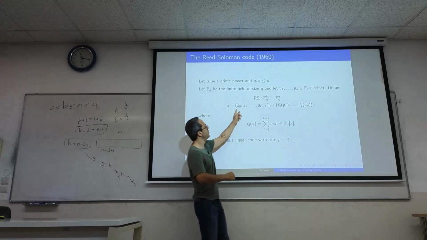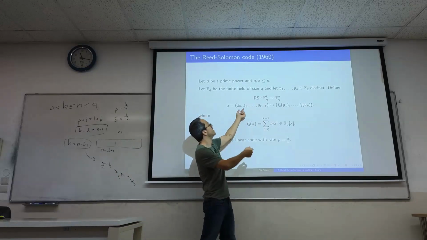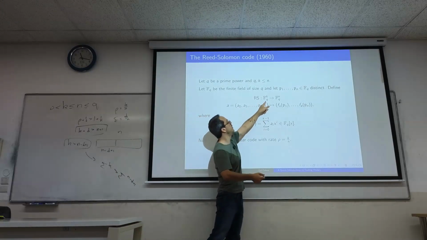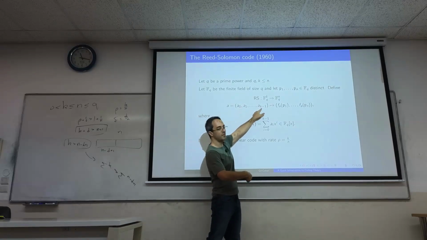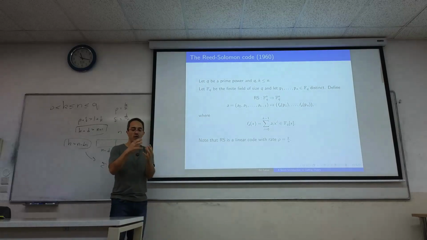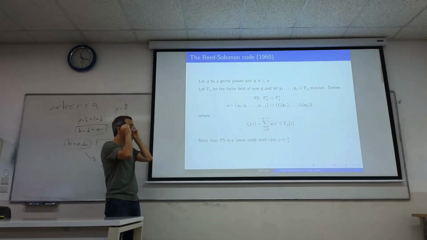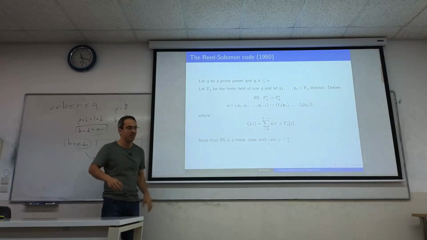So you give me a message. I just wrote the actual symbols of the message. A message is an element in F_q to the k. So this is an element in F_q and so forth. And the point is, when you want to construct a code, you want to have some structure that will enable you to analyze the code.